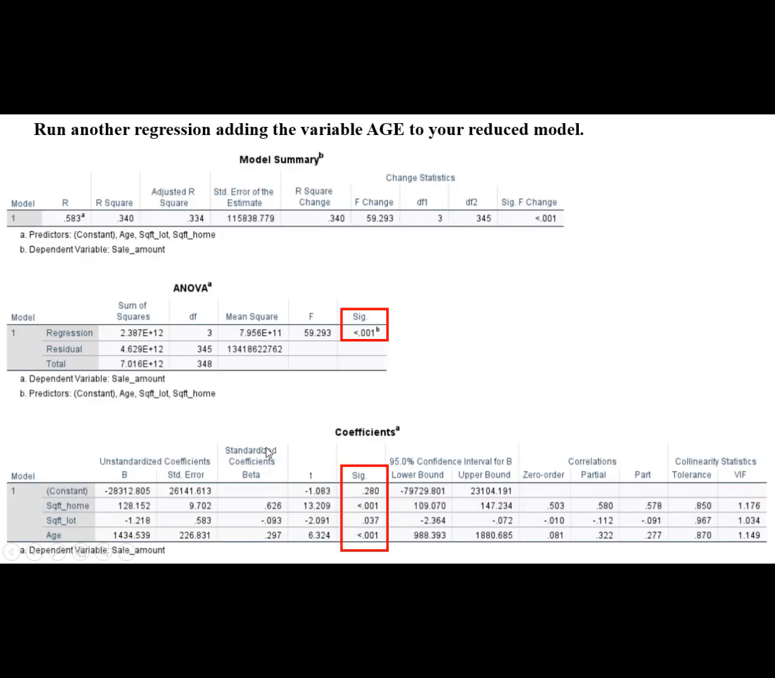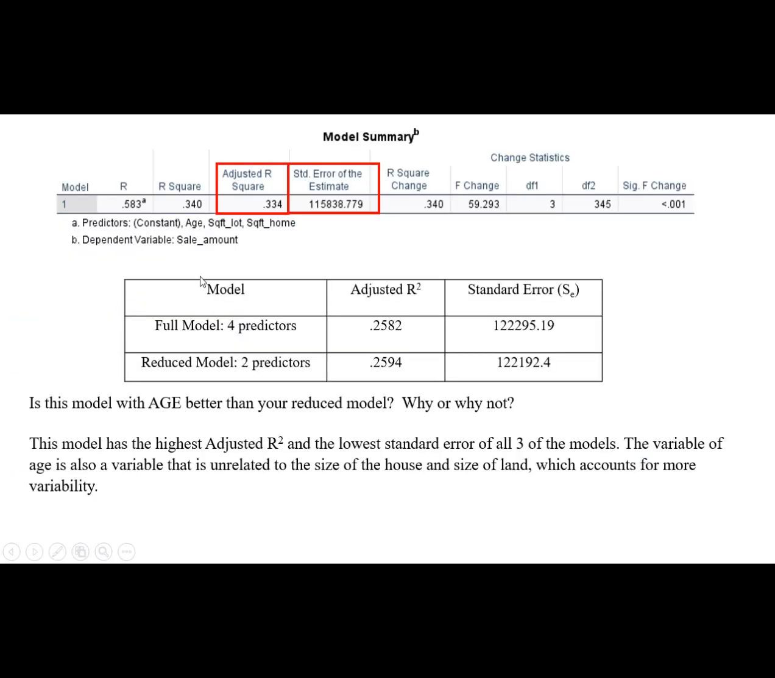We're now going to run a model with those two variables, the square foot of the home and the square foot of the lot, and we're going to add age. And you can see now that our adjusted R-square has gone up, our standard error of the estimate has gone down. We're still significant, and all of our predictors are significant. I just copied this table from the previous slide, and so you can see that we're now substantially improved. We're now lower in the error, and so the model including age is better than the reduced model. This has the highest adjusted R-squared, etc.